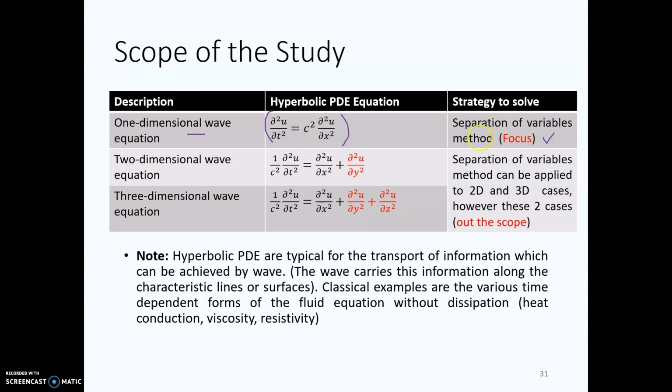by using the separation of variable method. So you want to find the u with respect to x and t in this case. So for the 2D and 3D wave equation like this case, where you want to find the u in terms of x, y, t, or you want to find the u with respect to x, y, z, and t, this is out of the scope and we don't cover this.